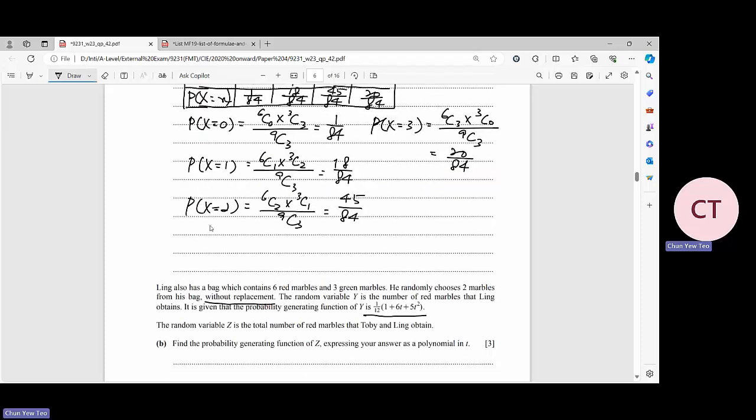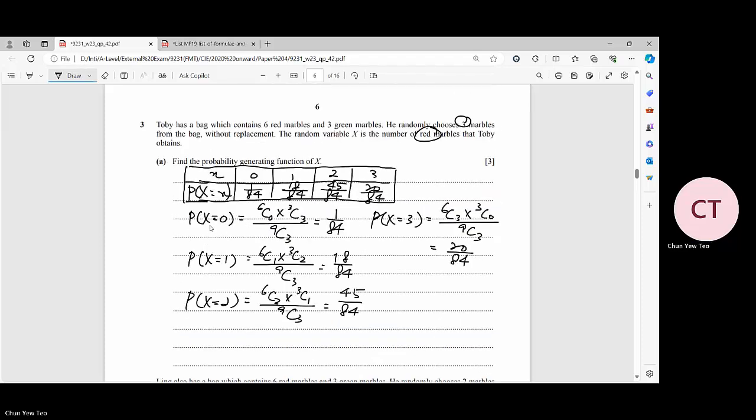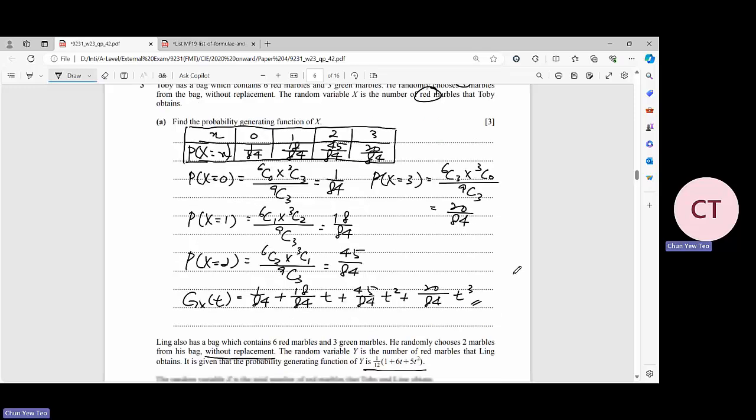Okay, I haven't found the PGF yet, so I need to find the PGF. So the PGF here will be 1 over 84 t to the power 0, plus 18 over 84 t to the power 1, plus 45 over 84 t squared, plus 20 over 84 t cubed. That is supposed to be the answer.